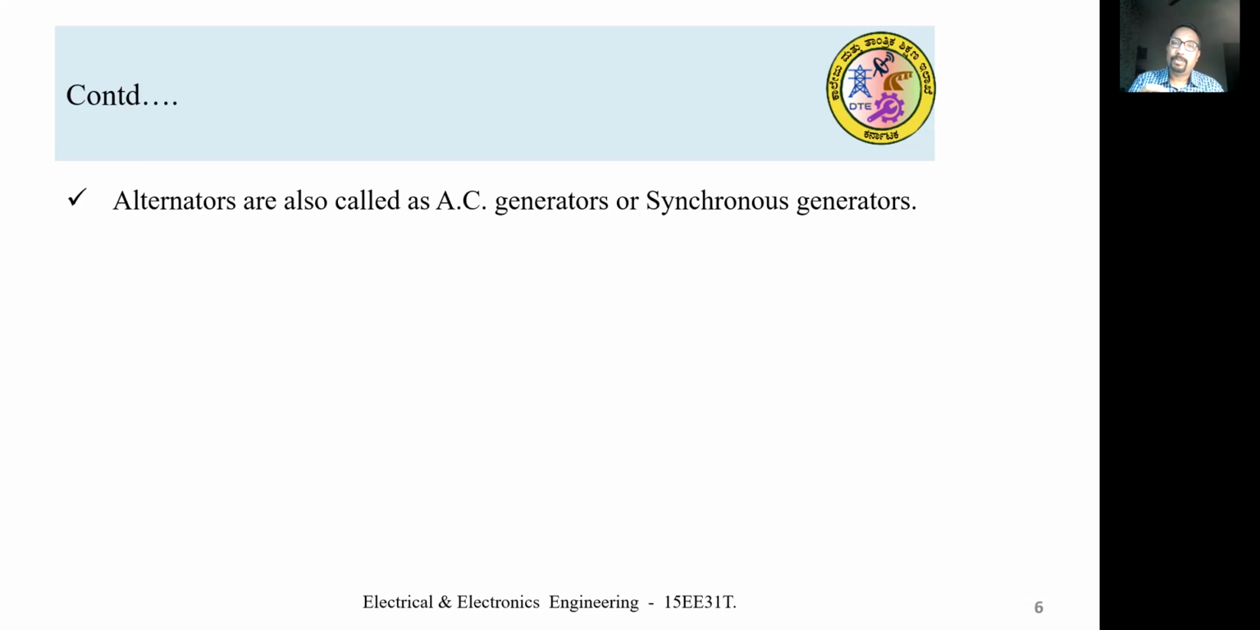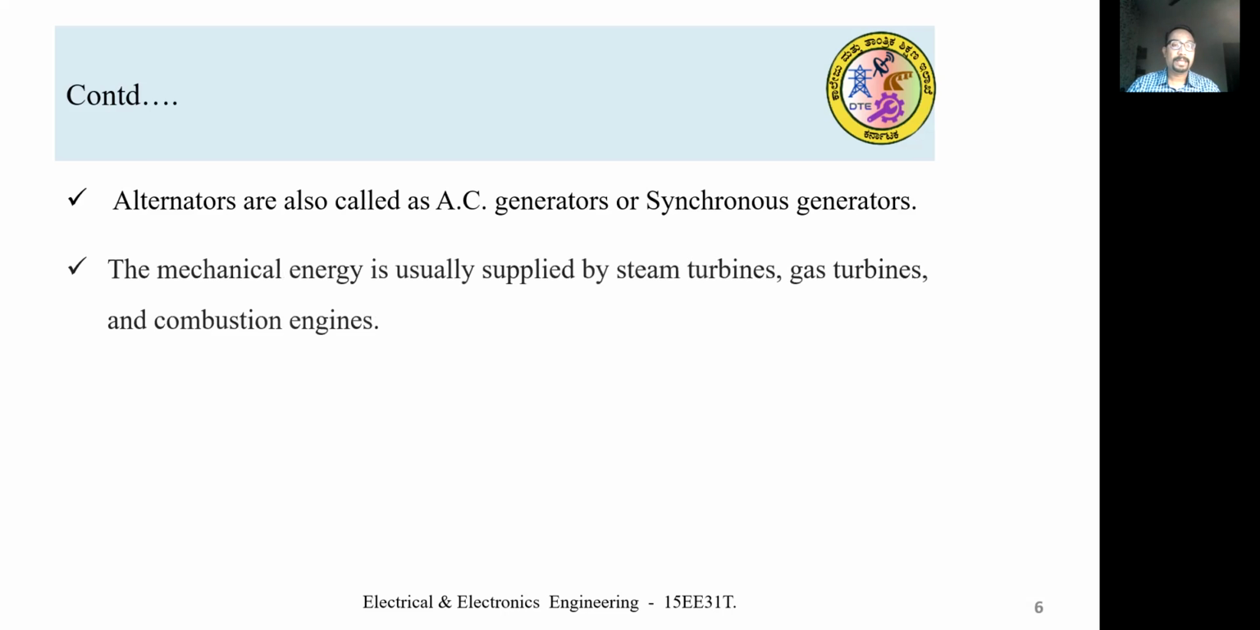In this formula, Ns is called the synchronous speed, F is the frequency, and P is the number of poles. So we have to rotate the alternator at this particular speed. Hence, alternators are also called synchronous generators. Very simple. Why? Because the alternators are rotating at a synchronous speed.